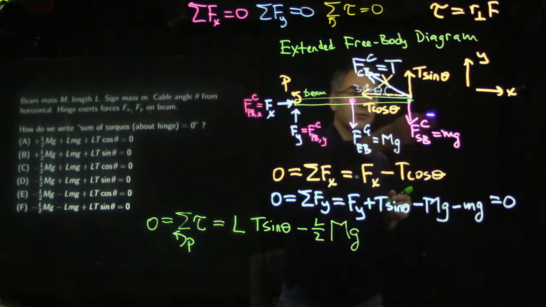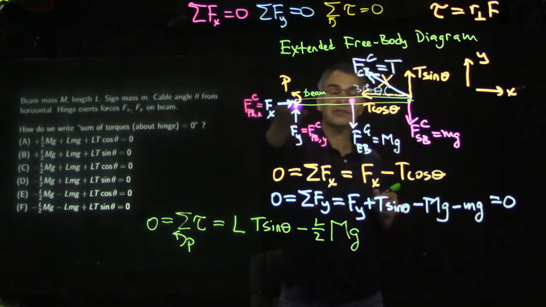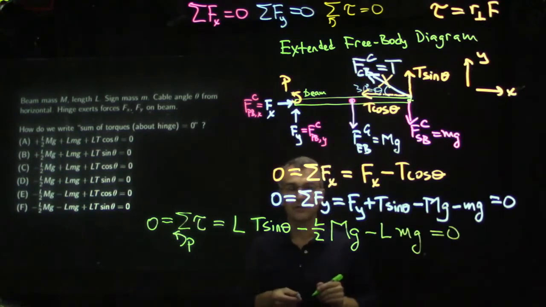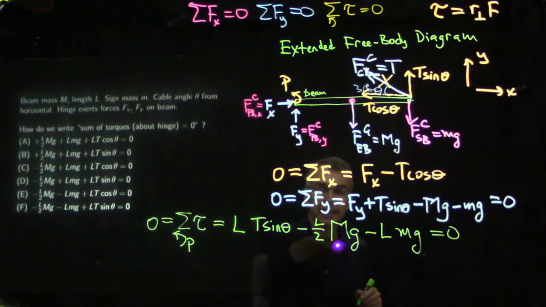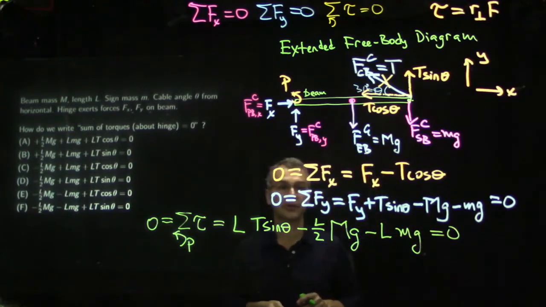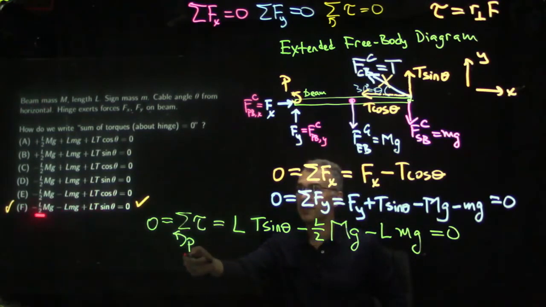Then we have the weight of the sign. The weight of the sign has a line of action that passes through the end of the beam. So this is the entire length of the beam. This is a vertical force. We want the horizontal displacement to go with the vertical force, and the appropriate horizontal distance is the entire length of the beam. So that's all the terms we have. Big L T sine theta minus L over 2 mg capital M minus L lowercase mg equals 0. So that seems to be answer F, foxtrot.